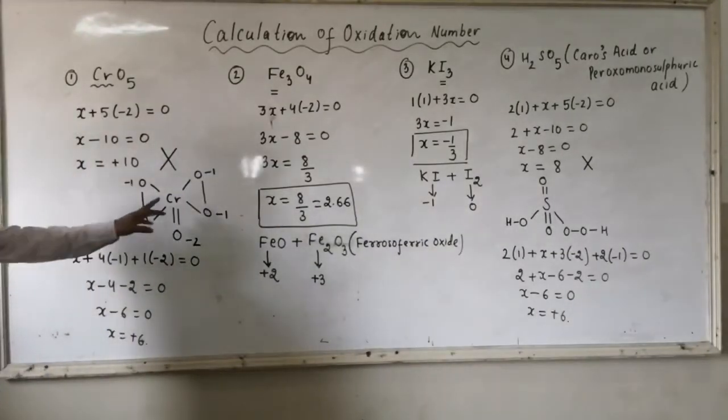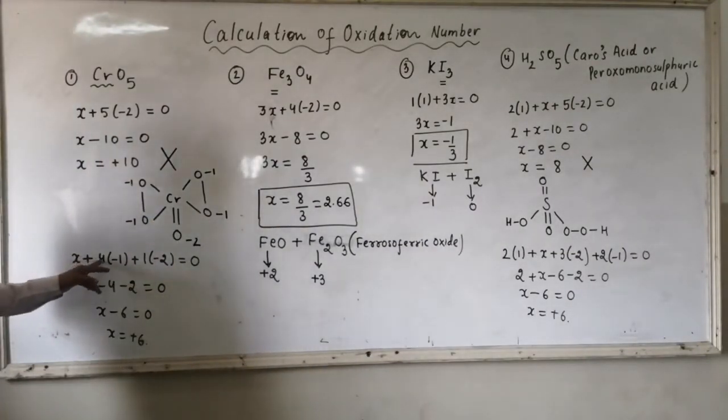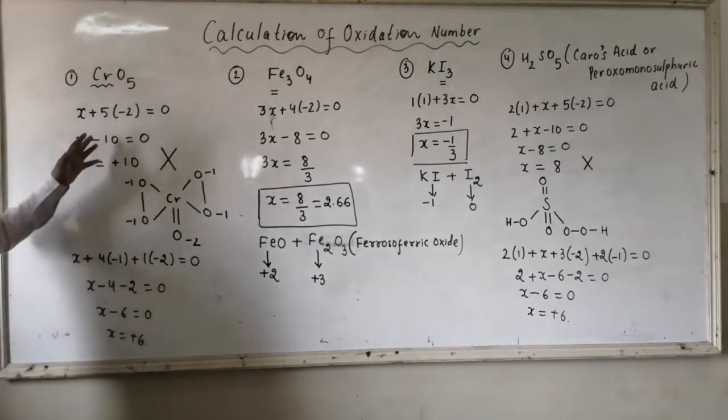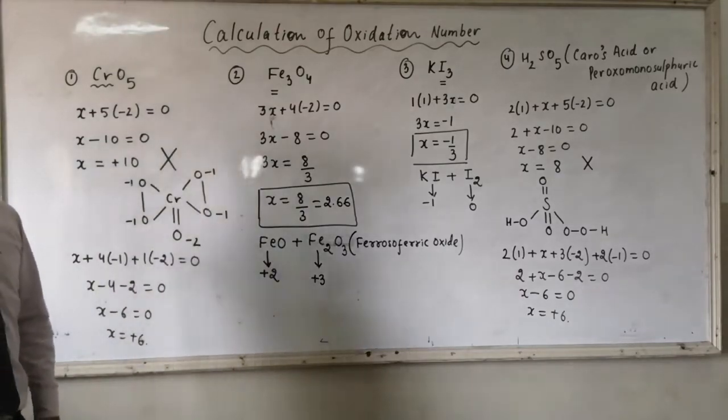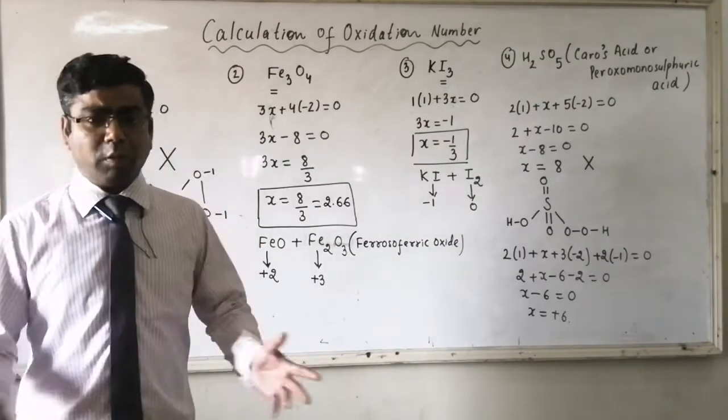So how to calculate? Put x for the chromium atom. There are 4 oxygen atoms forming peroxy linkage, so put -1 for each of them, and for the last one it is -2. So it becomes x - 4 - 2 = 0. So x - 6 = 0, and x will be equal to +6. So in CrO5, chromium exhibits an oxidation state of +6. That is possible.